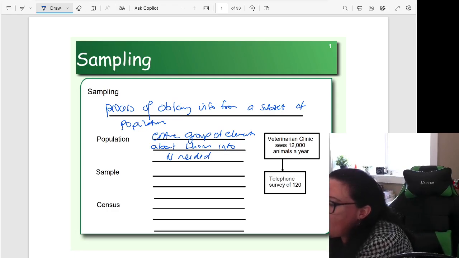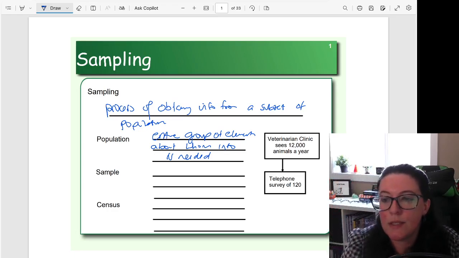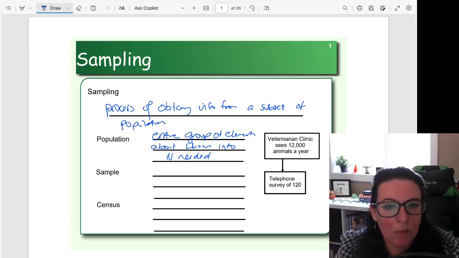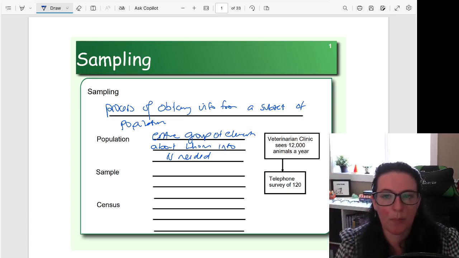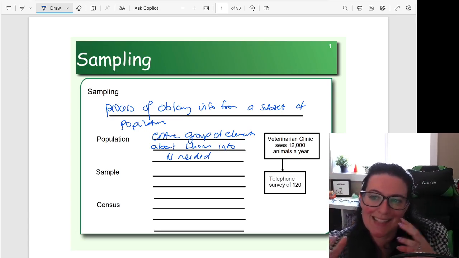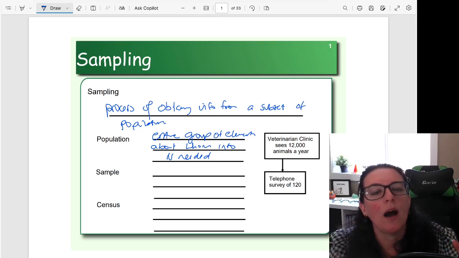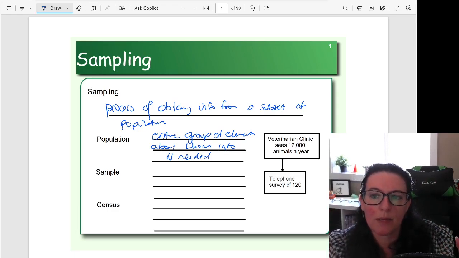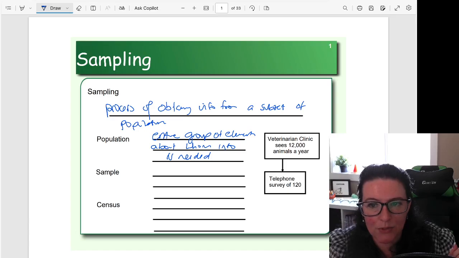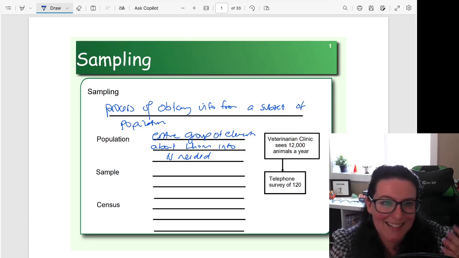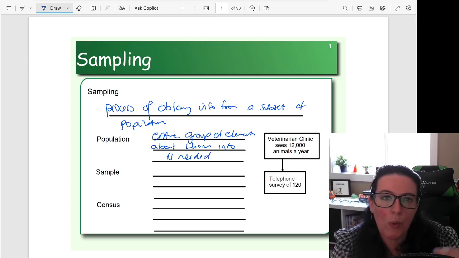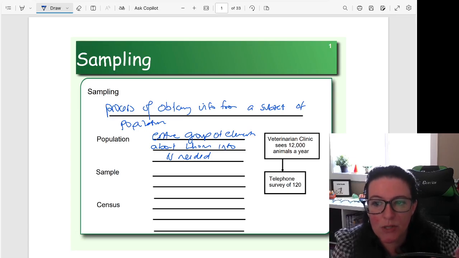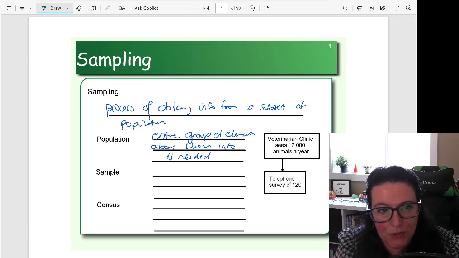So perhaps we have a veterinary clinic and we see 12,000 animals a year. We want to find out more from our customer base. The entire population we're interested in is the customers who have animals at our veterinary clinic. So our population is going to be those families of those 12,000 animals. Now, our sample is a subset of that. And so we could, for example, survey 120 of the family members of those 12,000 animals.